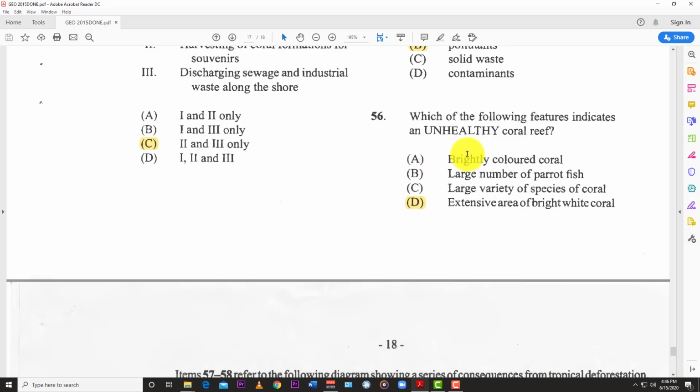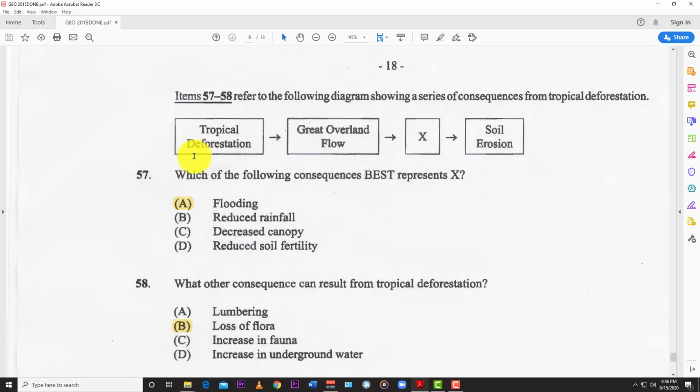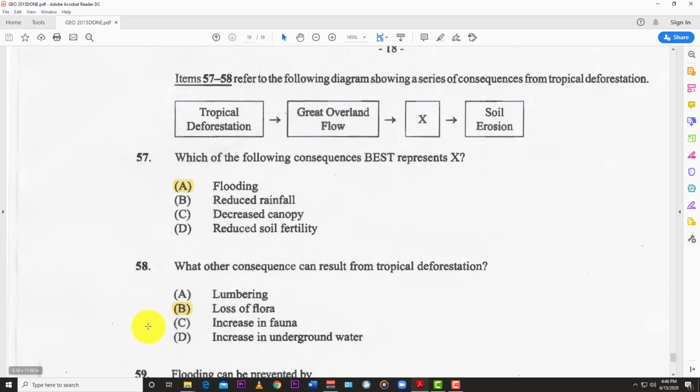56. Which of the following features indicate an unhealthy coral reef? And the answer is D, extensive areas of bright white coral. 57 to 58 refer to the following diagram showing a series of consequences from tropical deforestation. And so you have tropical deforestation, great overland flow, then you have something missing, and then soil erosion. So what is missing? Flooding. So the answer is A, flooding.